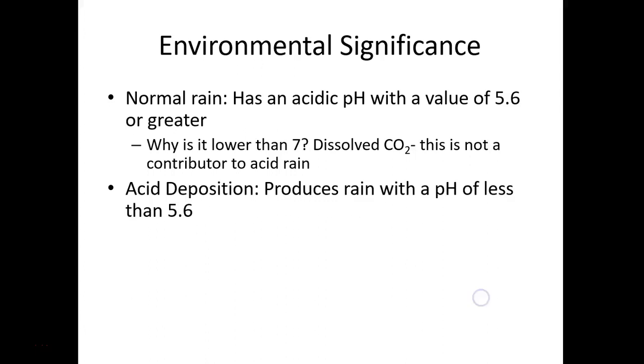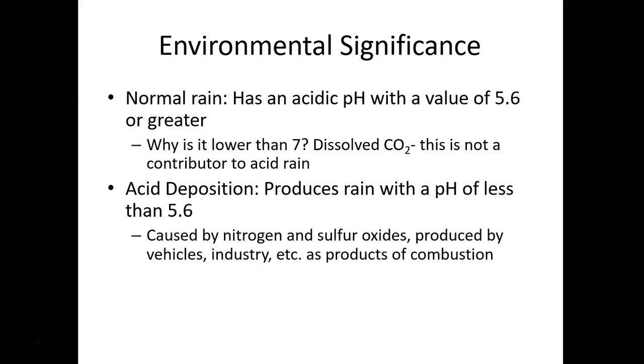Now, acid deposition is a process which will produce rain with a pH of less than 5.6. So the definition of acid rain is rain that has a pH lower than 5.6. You can't just say it's rain that's more acidic than typical. You have to actually know that value of less than 5.6.